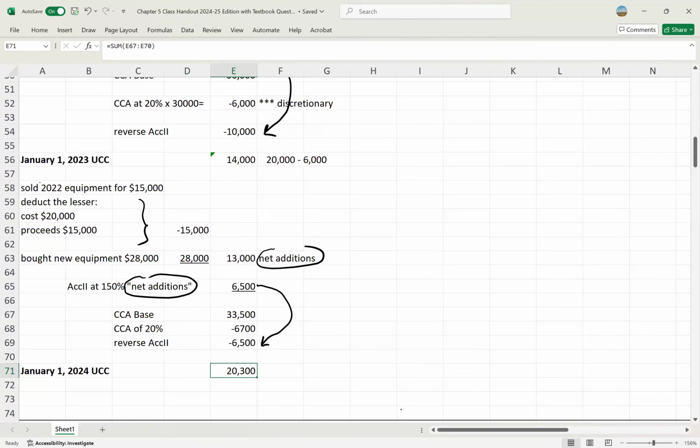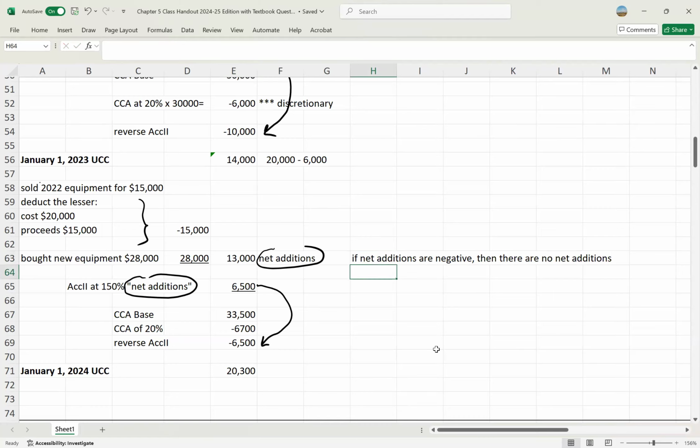Any questions about this example? If the net additions are negative, meaning that there's a greater amount of dispositions versus additions, then there would be no adjustment. If net additions are negative, then there are no net additions because you're not adding anything.